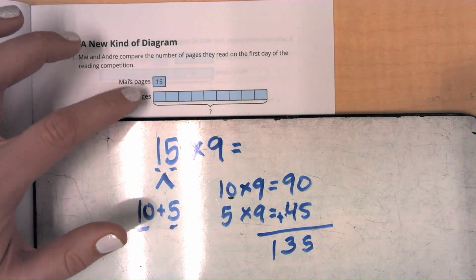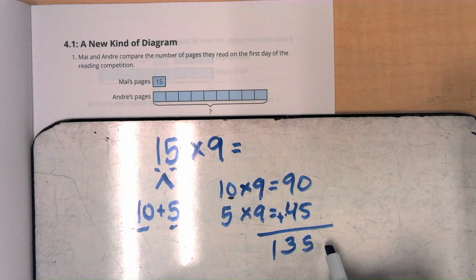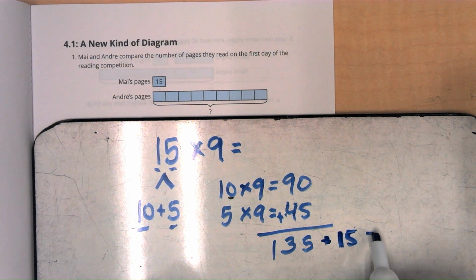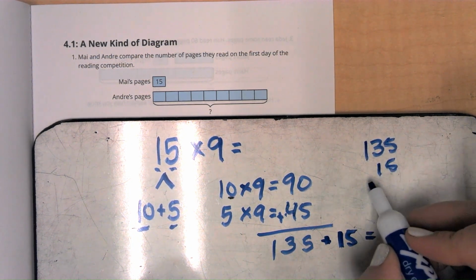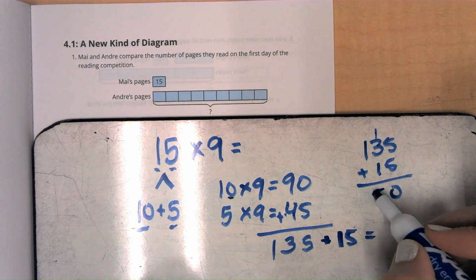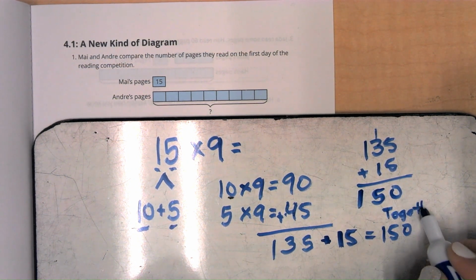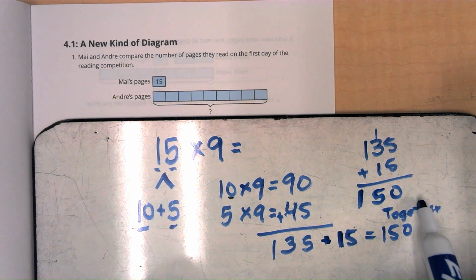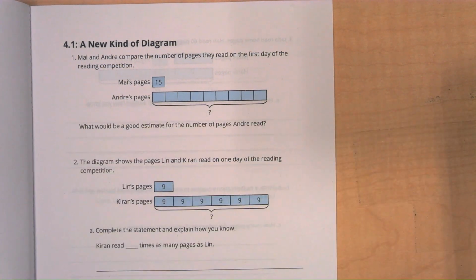When we use a multiplicative comparison, we know. Now, what happens if the question says, what are Andre and Mai's pages together? Then we would take 135 plus 15, and if we're going to be awfully careful and make sure we know what we're doing, 5 and 5 is 10, 3, 4, 5, and 1. Together, they read 150 pages here together, right? But Andre on his own just read the 135. That is how you would solve that using multiplication.